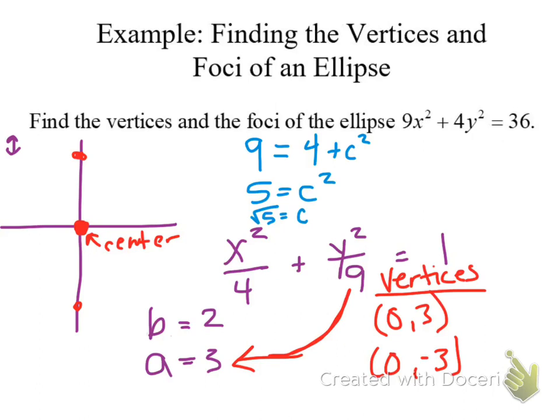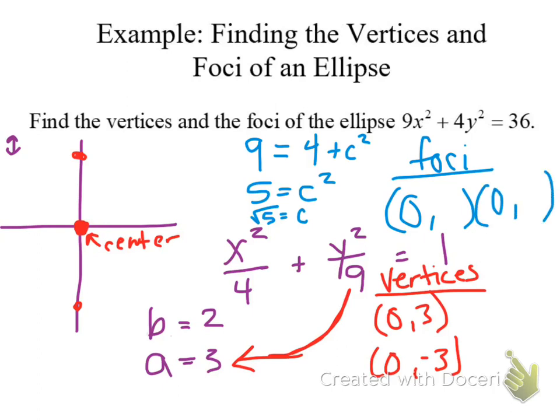And so for my foci, they're going to be in the same direction as my vertices. So my 0 up front will stay the same. And so I'd subtract the square root of 5, and I will add the square root of 5. And since my point value is 0, that helps a lot. When it's not 0, you can still work through it.